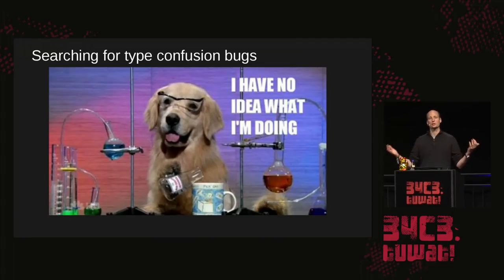And you may be missing a large amount of type confusions, right? If you're running a fuzzer, you're only detecting the subset of type confusion that results in a direct memory corruption and a segmentation fault. There may be a large amount of type confusion that could be abused that you're missing.